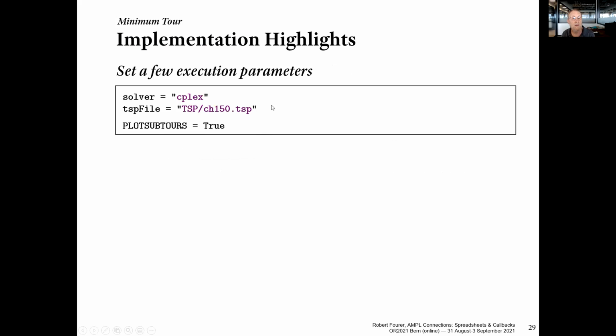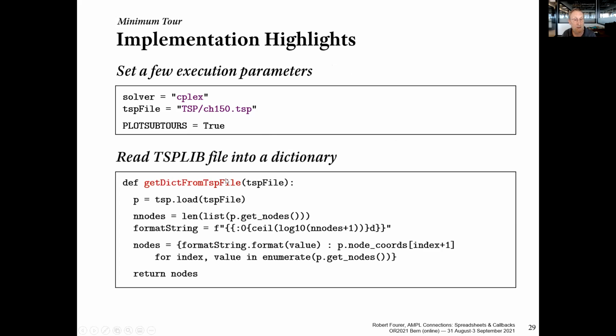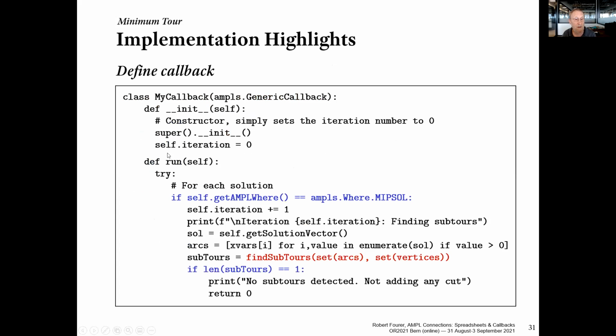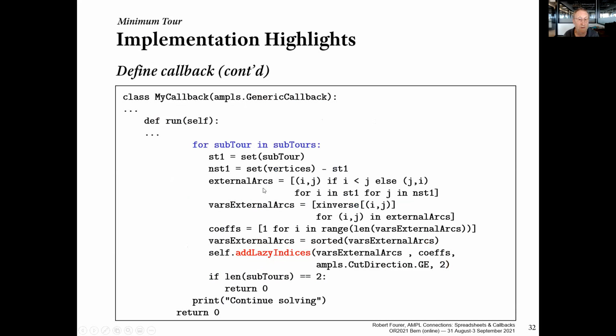Okay? So we set up a few parameters here, and we can give any TSP file from TSPLIB as the input, and there's a library routine that reads TSPLIB files, and we do that. Then I'll skip over here and just say that this here is the callback class, and basically it runs some routine that we wrote that finds subtours. If there's one subtour, then we don't have to do anything. But if there's more than one subtour, then for each subtour we do some processing and we add a constraint, and that's the amount of detail I want to show there.